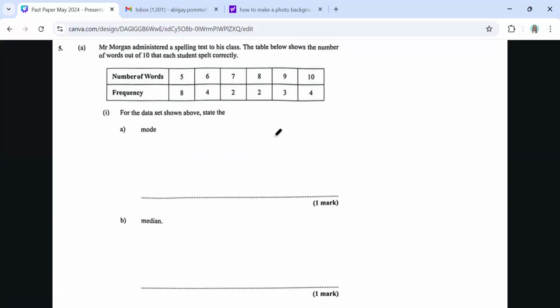Mr. Morgan administered a spelling test to his class. The table below shows the number of words out of 10 that each student spelled correctly. For the data shown above, state the mode. So the mode is the most frequent. So right here, we have to look at the highest number in the frequency. That is 8. So the number of words is 5. So the answer will be 5 words. Remember, mode means most frequent.